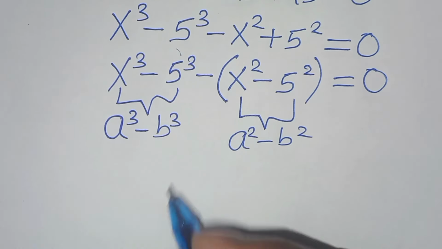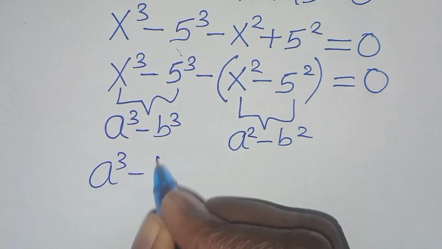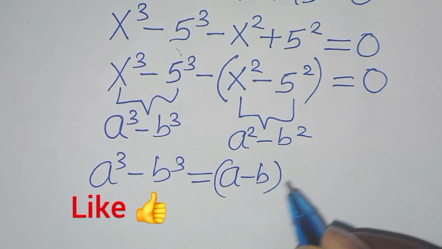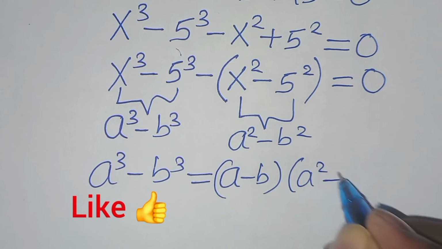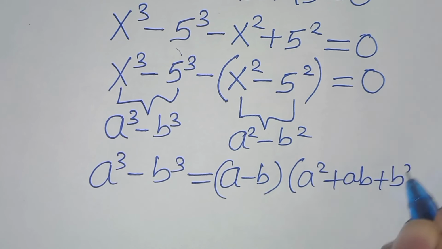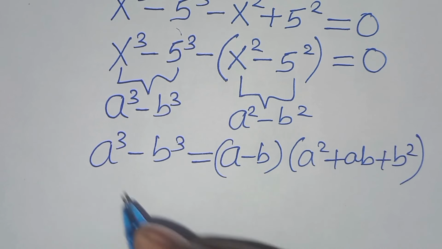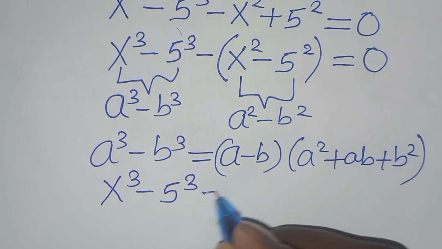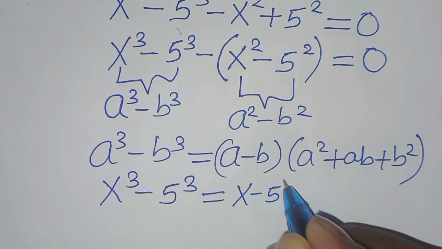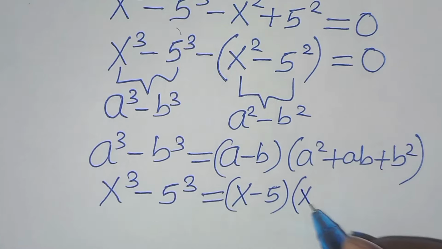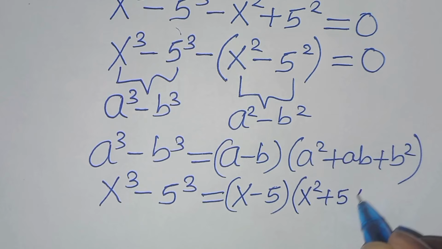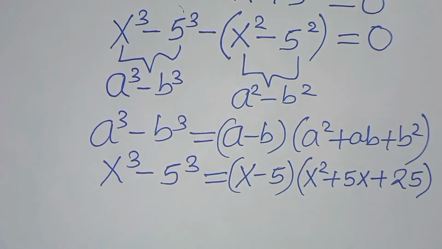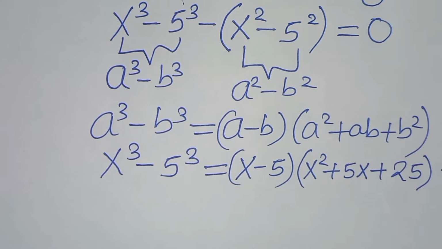The first part, a to power 3 minus b to power 3, can be expressed as a minus b times a squared plus ab plus b squared. So this implies that x to power 3 minus 5 to power 3 is the same thing as x minus 5, then x squared plus 5x plus 5 squared, which is 25. Now let's call this equation 1.